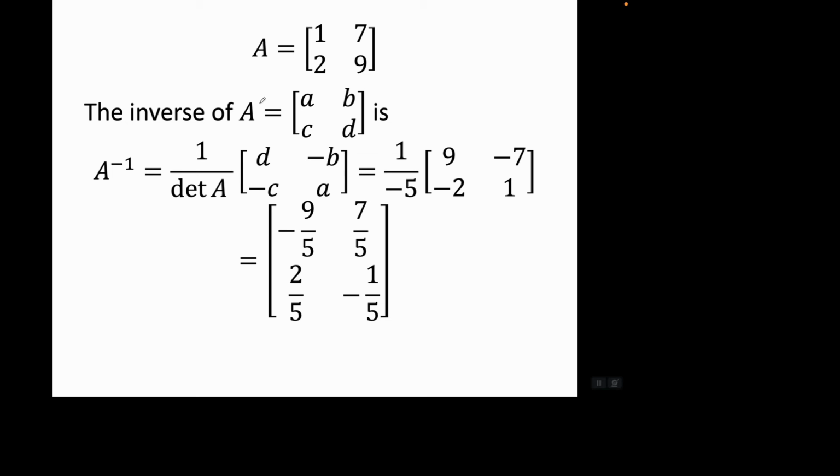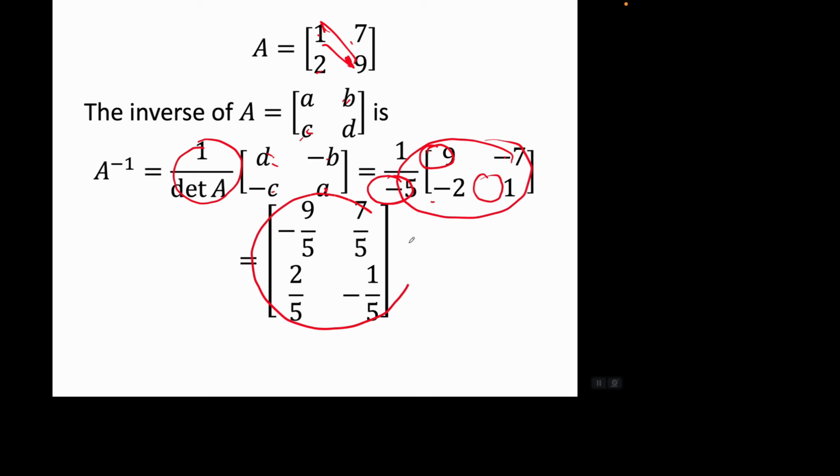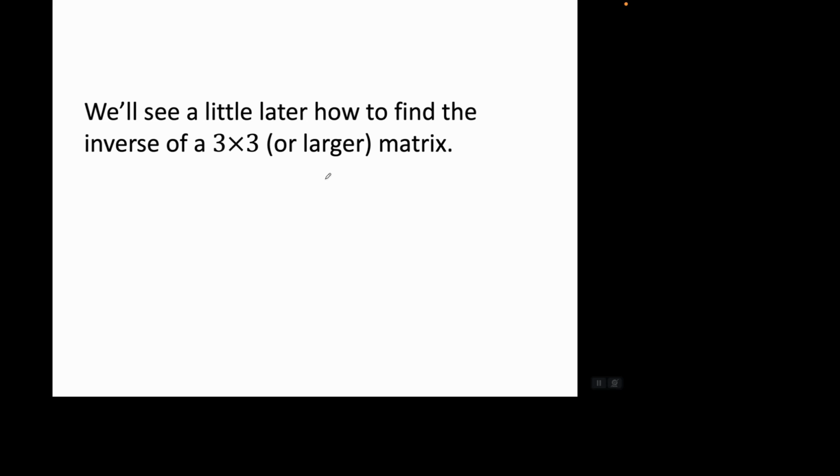So the inverse, as we've seen before, is A inverse. It's 1 over the determinant of A times [D, negative B; negative C, A]. In other words, it's 1 over negative 5, and then we switch the roles of D and A. So in this case, this is A, this is D, so you flip the D up here, put the A down there, and we end up with the D's up here and the A's down here. And then notice we just stick negative signs in front of the C and the B. So instead of 2 and 7, we just have negative 2 and negative 7. Okay, so it's 1 over negative 5 times this matrix. In other words, when you multiply it out, you get that. So that's A inverse. We'll see a little later how to find the inverse of a 3 by 3 or larger matrix.